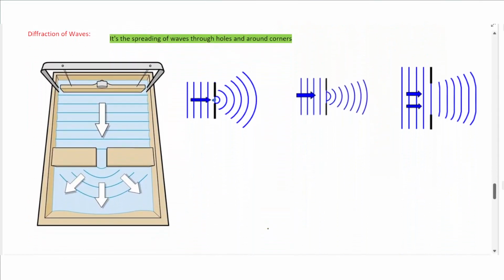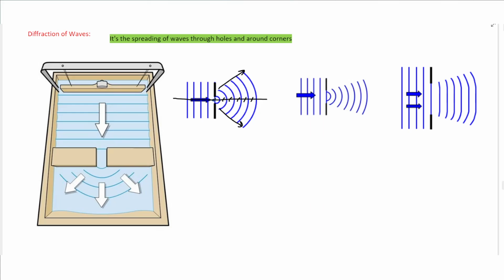The next phenomenon is diffraction of waves. It is the spreading of waves through gaps or around corners. Now, if the gap is smaller or approximately equal to the wavelength, you get a large diffraction, large spreading, and it appears as if it's a Wi-Fi signal. But the wavelength does not change, so you need to measure the distance between the wavefronts before the barrier or before the hole in the medium, and make sure that the distance is the same all the way through.